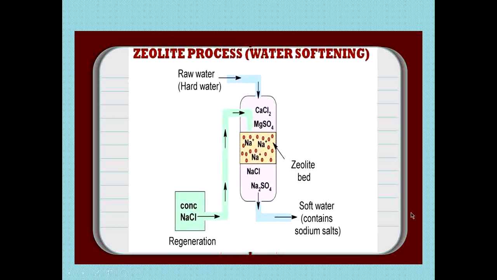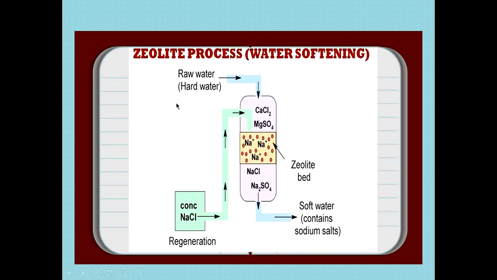Okay, now this diagram is of the zeolite method. Look here, this is a cylindrical chamber in which zeolite is attached. The light brown color is the zeolite bed, which is attached exactly in the middle of this chamber. Zeolite obviously contains sodium ions, as we discussed in the previous slide. So this is a zeolite bed which has a certain amount of Na+ ion.